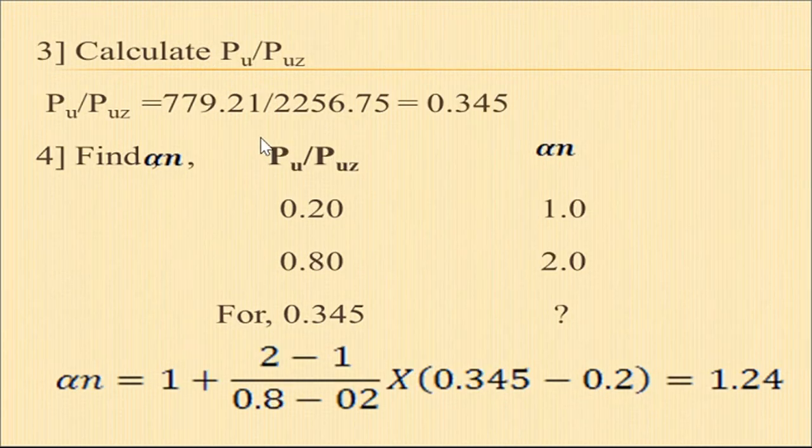Now calculate Pu by Puz. Pu is the external load and Puz is for the column subjected to only pure axial load. So 779 or 780 divided by 2256.75, we get 0.345. Then we can find out the power, that is alpha n. Pu by Puz is equal to 0.2 and 0.8. If it is less than or equal to 0.2, alpha n is equal to 1, and if Pu by Puz is 0.8 or greater, then its value is 2, and in between these two there is a linear variation. That's why using interpolation we can find out alpha n for Pu by Puz 0.345. Alpha n is equal to 1.24.